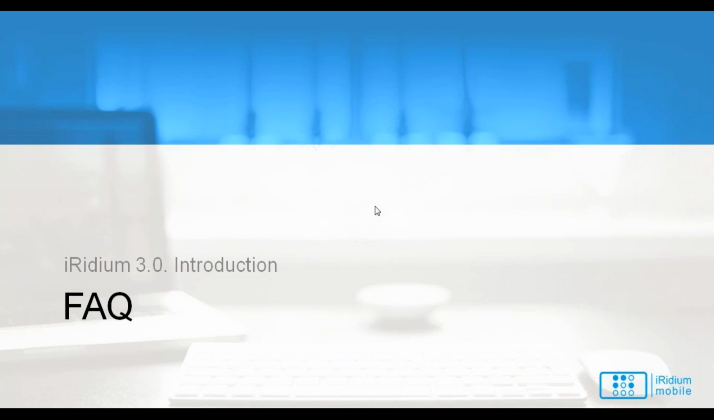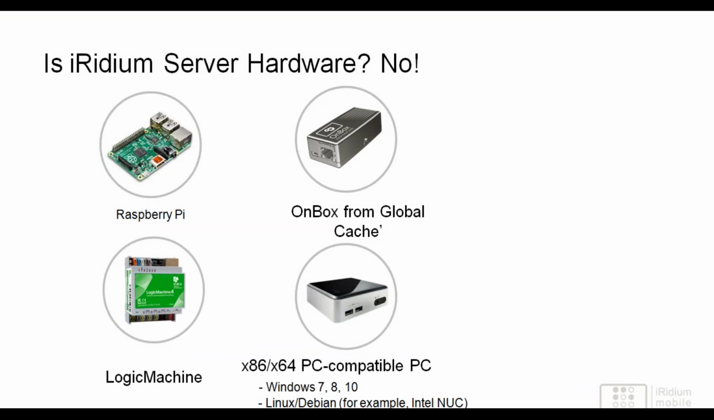There are some questions which are very common for our customers who started to use 3.0. So first of all, the question is, is iRidium server hardware or not? It's not. This is a software agent that you can install on different hardware platforms. There are several examples of them. For example, we have special setup for Raspberry Pi for the second and third generation. We have on-box designed especially for us, which is from Global Cache. It is a small piece of unit. It supports up to 150 techs and designed for small apartments or for projects of smart homes or multi-rooms.